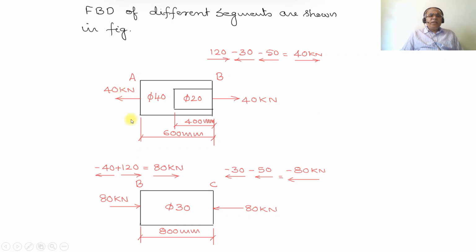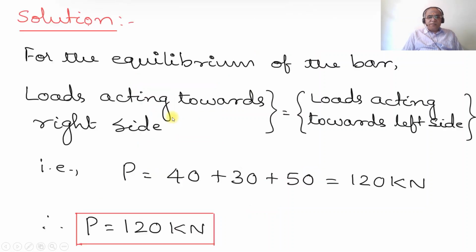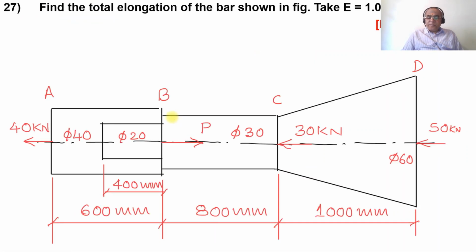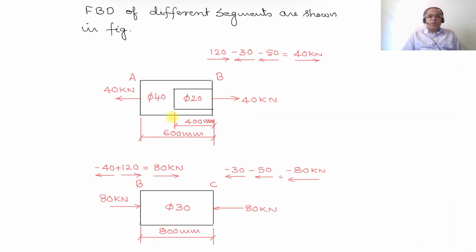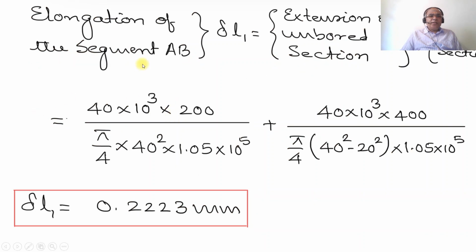So what happens here? Delta L1 will be equal to P into L1 by A1 into E1. Since it is the 40 kilonewton, P is 40 into 10 to the power of 3, into L1, the onboard section, which is 600 minus 400, equal to 200, divided by A1, which is pi by 4 into 40 square, into E. What is the Young's modulus of the material? The Young's modulus of the material is 1.05 into 10 to the power of 5 Newton per mm square. So that is what we are going to get here.